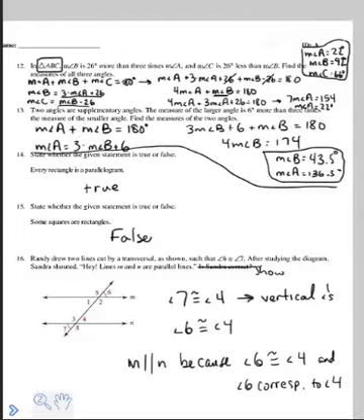Angle 6 is corresponding to angle 4. That was one of the theorems we learned about in the book and during our discussion: if you can show that corresponding angles are congruent, that means the lines are parallel.